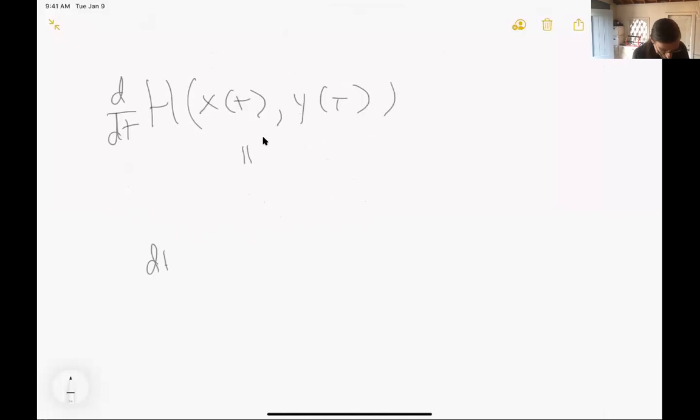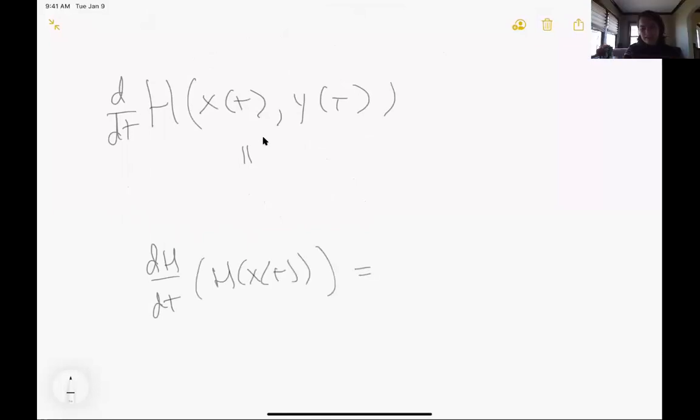Does anybody remember the chain rule? What if h was just a function of one variable? Isn't it like x of t, y prime of t plus y of t, x prime of t? Yeah, it's really close. Do this one, just one variable. What's the one variable chain rule? What do I put here?